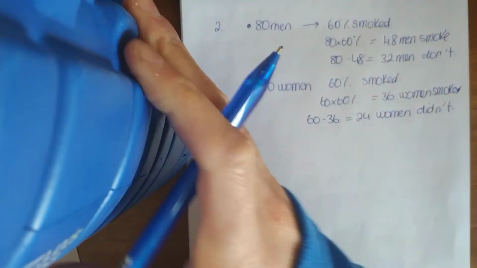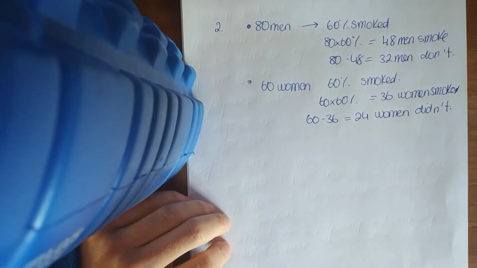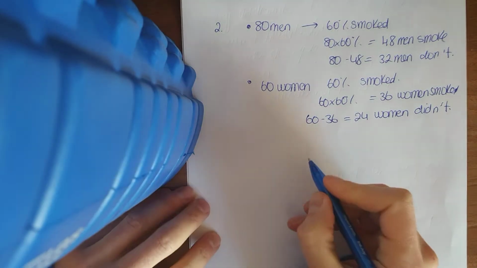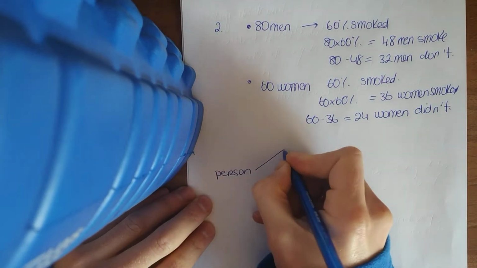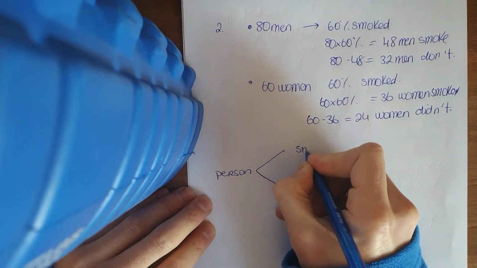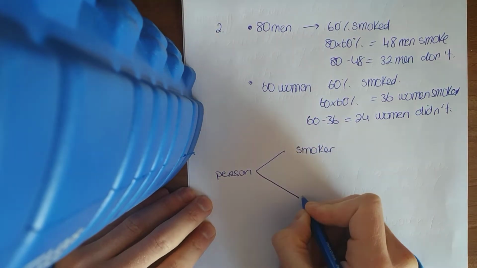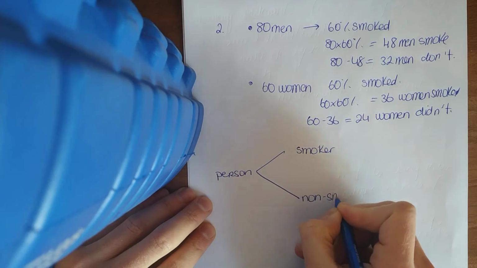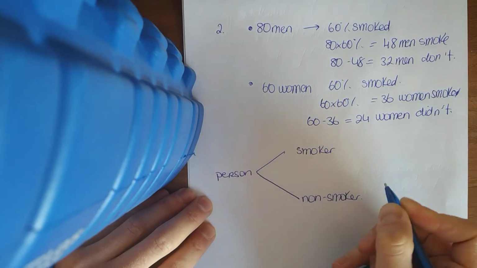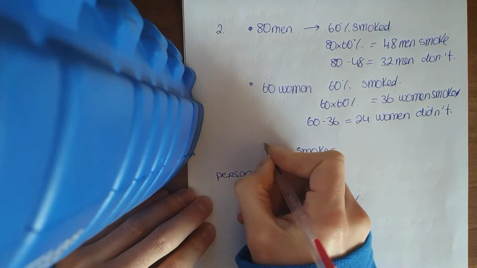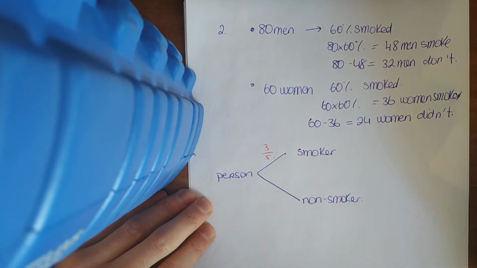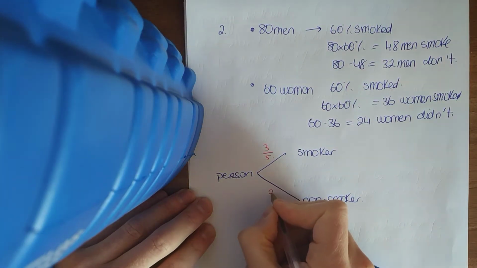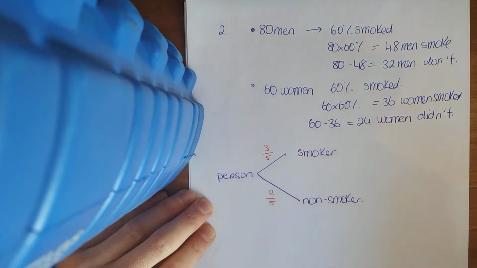So we're going to fill this into a tree diagram. So in our tree diagram, we had a person. And here could be a smoker or a non-smoker. So the probability of you being a smoker, it says, is 3/5. So remember, along the branches they add up to 1. So the probability of being a non-smoker must be 2/5.